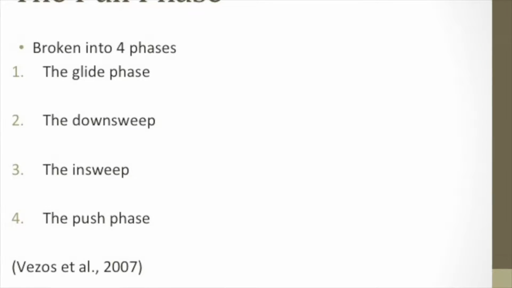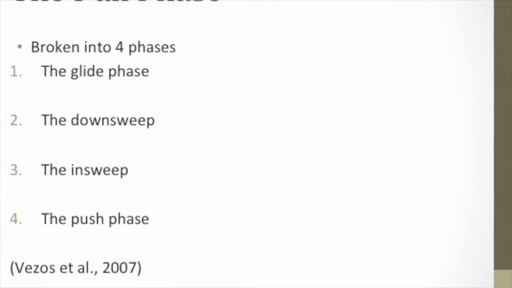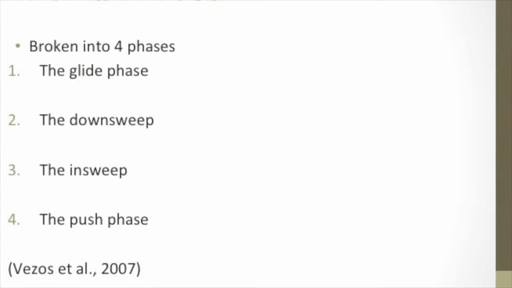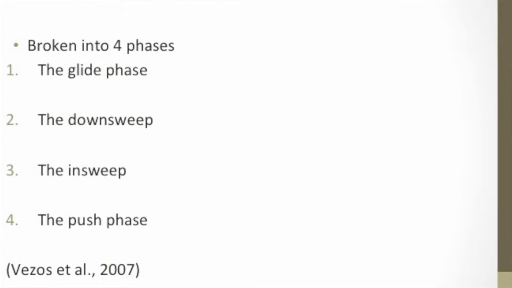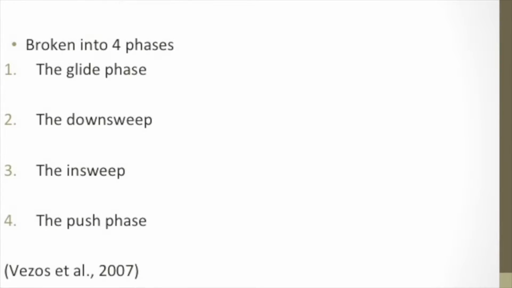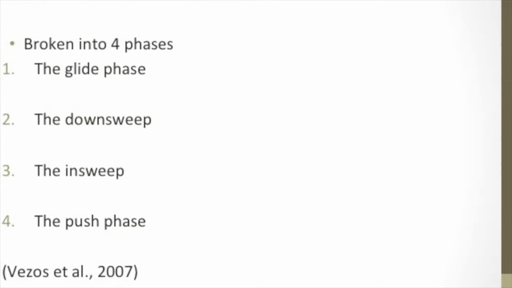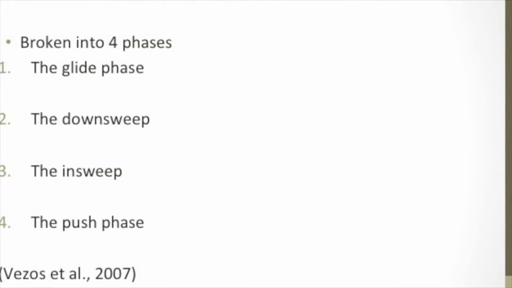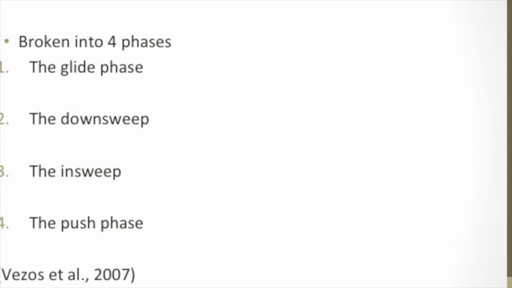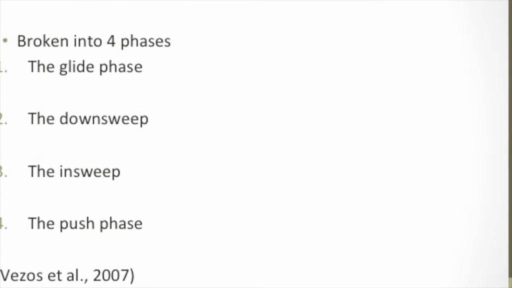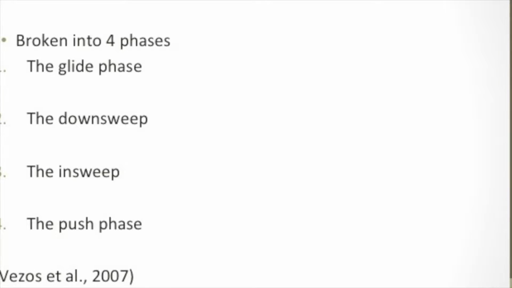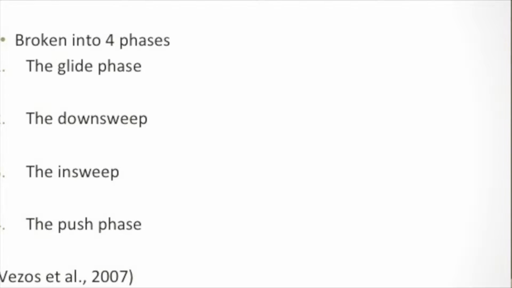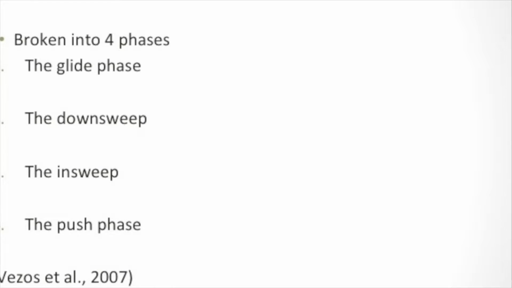The final phase within the pull phase itself is known as the push phase, which begins at the end of the in sweep all the way through until the hand exits the water. These 4 phases must all work sequentially and affect how each one operates. If the glide phase is too small and the hand is in the incorrect position, this will affect the down sweep. If the incorrect movement pattern is used for the down sweep, the in sweep will be insufficient, and so on.